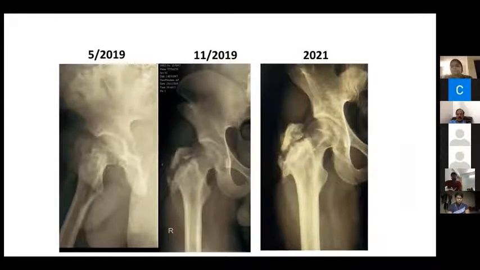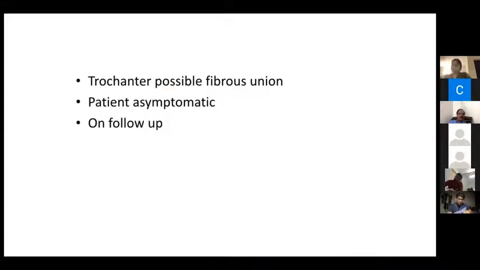Nami, can you tell me what has happened in 2020 to this particular lesion? What is it now? Okay, so that has gone for a fibrous union, and the patient is not having any symptoms. We are following up, and he is okay. So trochanter possible fibrous union. The patient is asymptomatic on follow-up. That is the history of the patient.